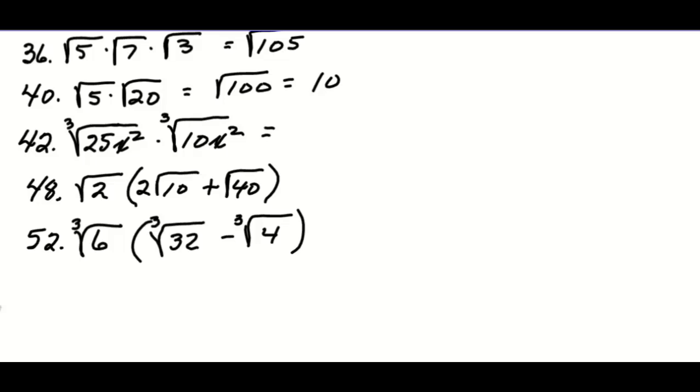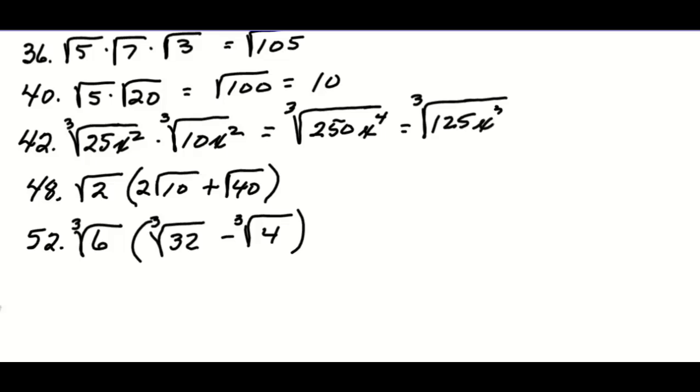But if we multiply 25x squared by 10x squared, we get the cube root of 250x to the fourth. Just so happens that one of the perfect cubes is the cube root of 125. That's because 5 times 5 is 25, times 5 is 125, x cubed. And what we have left then is 2x. This then becomes 5x times the cube root, make sure I put my little cube up there, cube root of 2x.